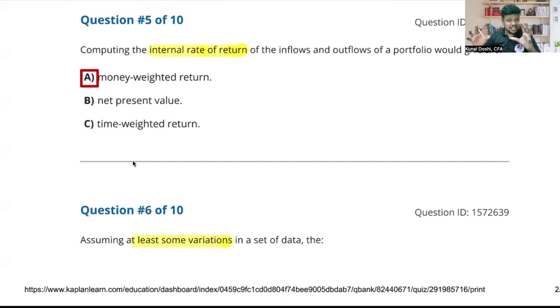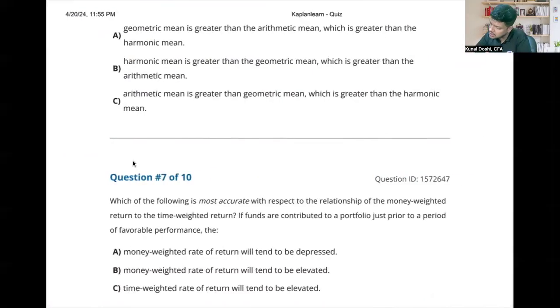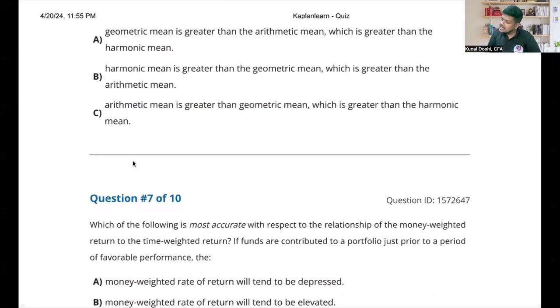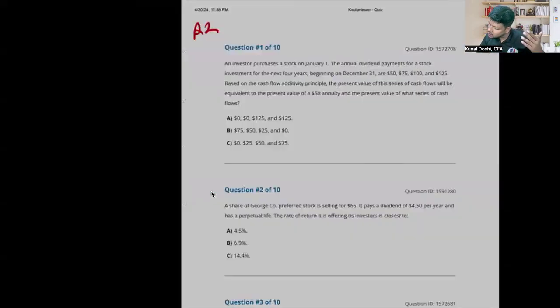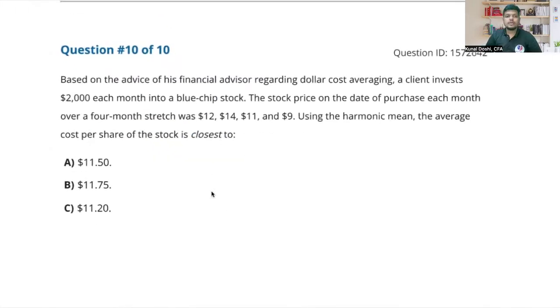Next, assuming some variations in a set of data, the geometric mean is greater than the arithmetic mean, which is greater than the harmonic mean. Now let us understand this. For this question, I need to give you an example so that we can understand. There is an example of harmonic mean. We can take that example and I can explain how all three are related. Can you go to the 10th question, the last question here?